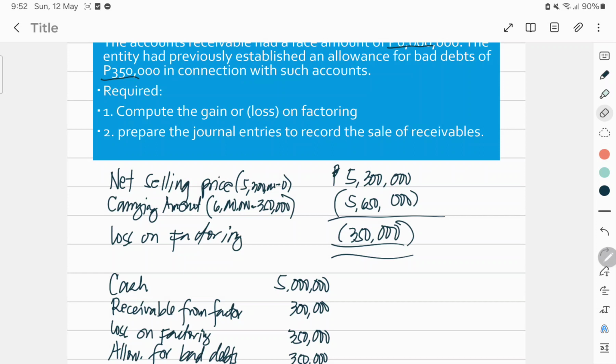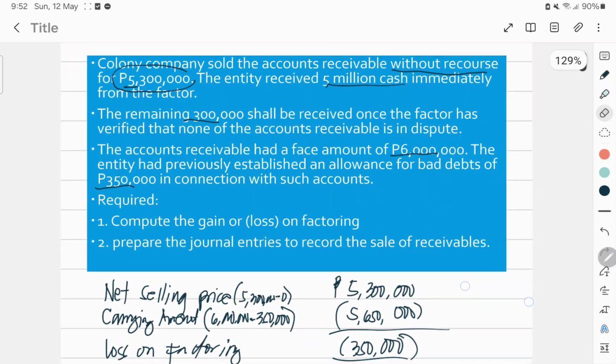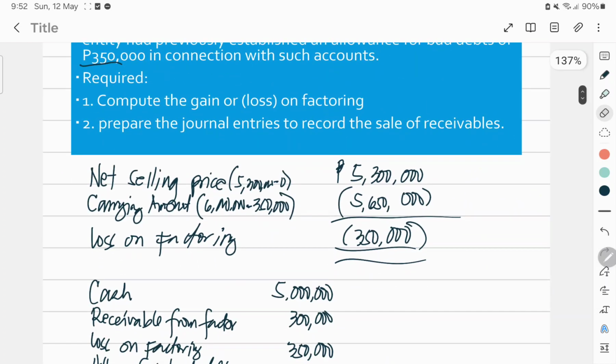That is net selling price. That's 5,300,000. Why 5,300,000? Because that is the amount, the gross selling price. And since we don't have any other charges except for the factor's holdback, we will deduct only 0. Okay? So basically, your gross selling price here and your net selling price is the same. That is 5,300,000.